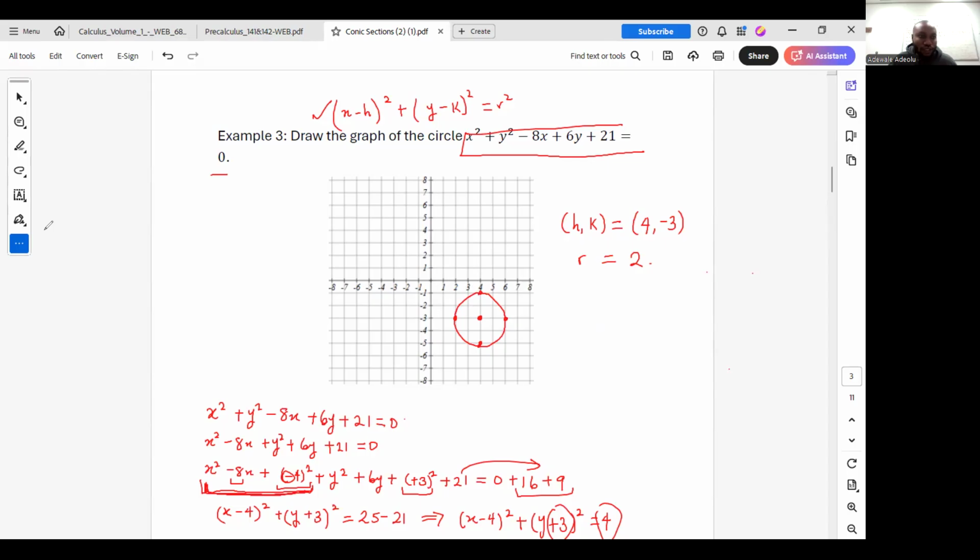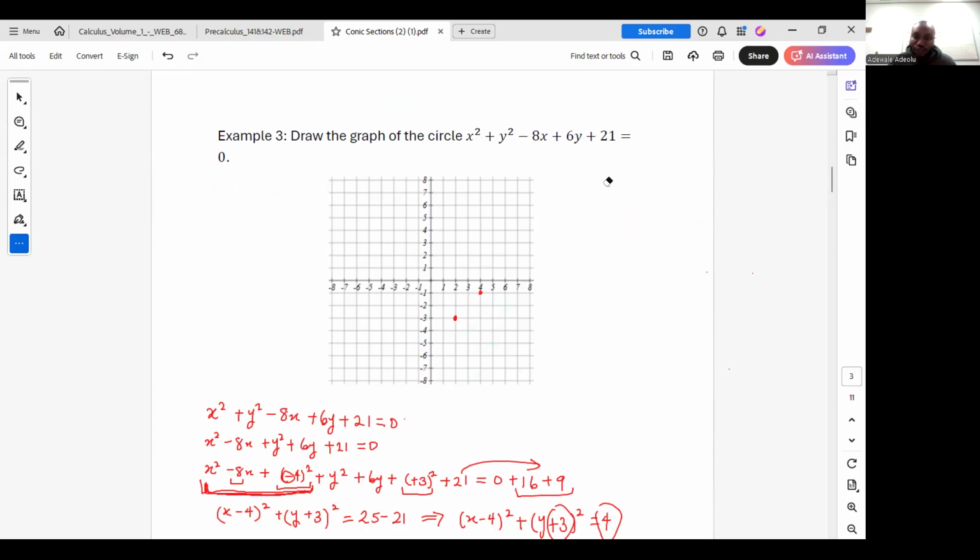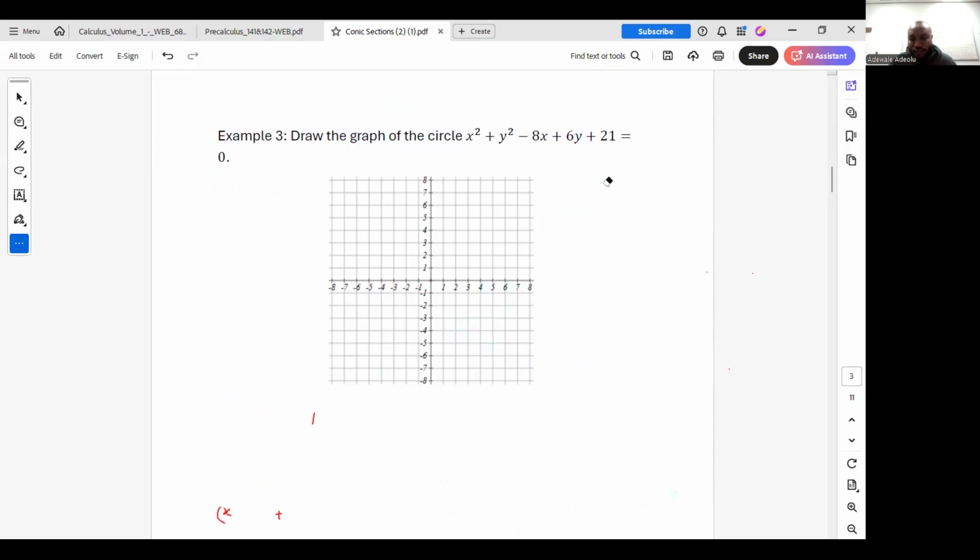So the main thing we did here is just this idea that we need to complete the square so that we will be able to write that equation in the standard form. Okay, moving on.